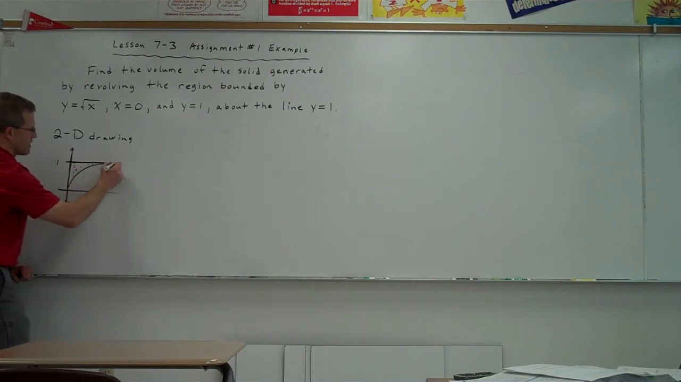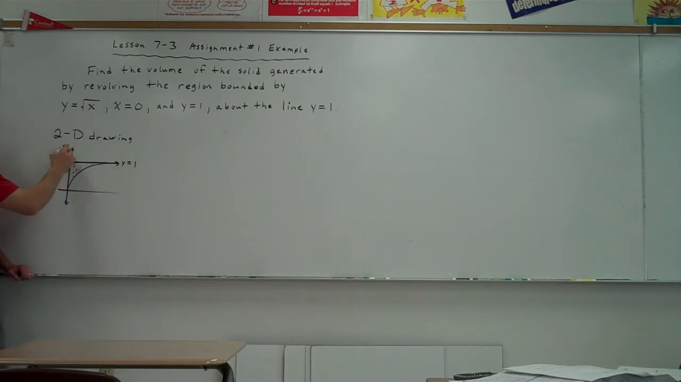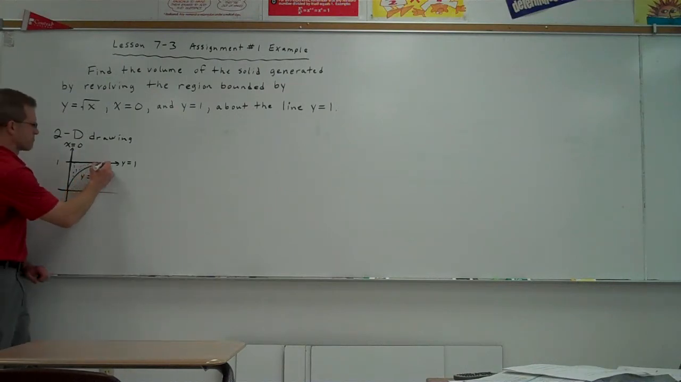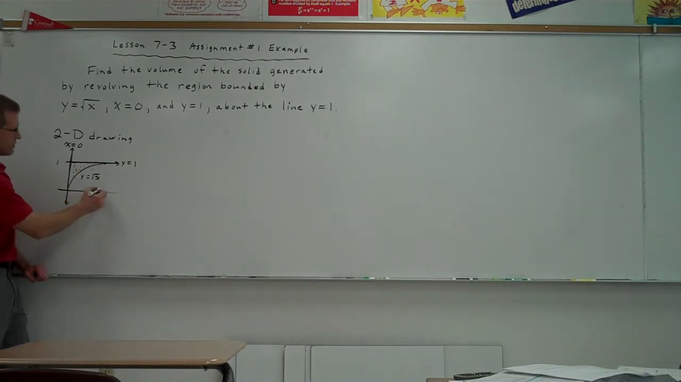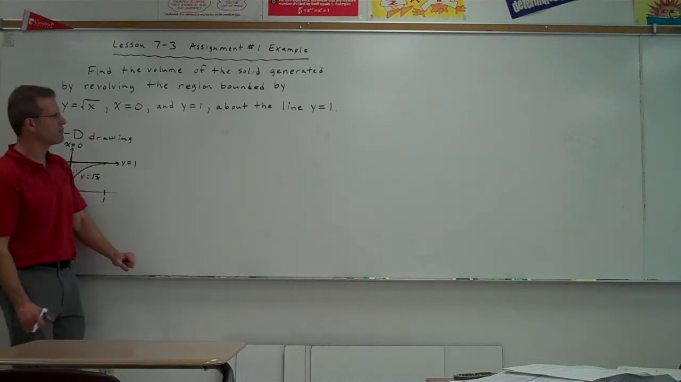Again, this line right here is y equals 1. The y-axis is also known as x equals 0. And this is y equals square root of x. And if you want to know, for example, what that point is, we could notice that if we plug in 1 for x, we would get 1 for y, so that's the point (1, 1) right there. All right, now we're going to revolve that region about the line y equals 1.